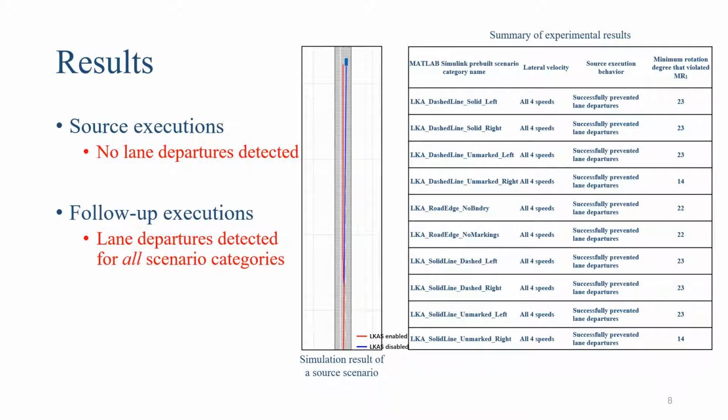And we find that by simulating the 40 pre-built LKAS scenarios, that is, the source execution did not show any lane departures.